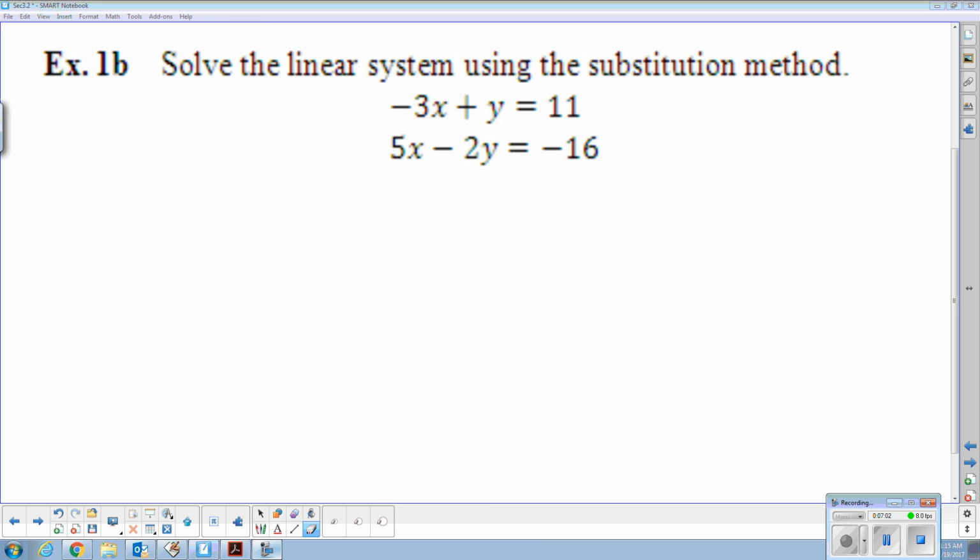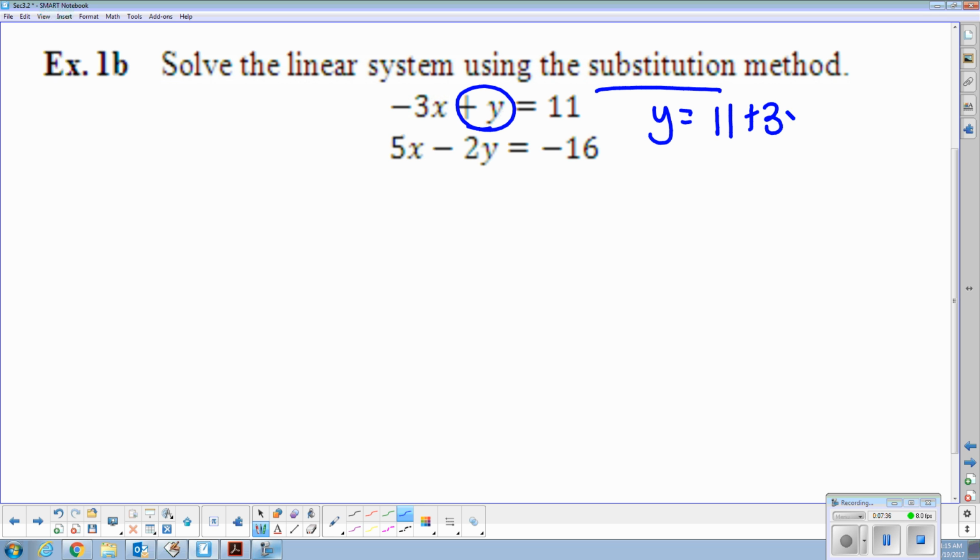Okay, for this next example, it says solve the linear system. Again, we're going to use substitution. So, which variable are we going to solve for? Y. We're going to solve for y. Are you going to use the first or second equation? First. Okay, so this y is already by itself, so all we have to do to solve for y for the first equation is add 3x to both sides. So rewrite your equation: y equals 11 plus 3x.